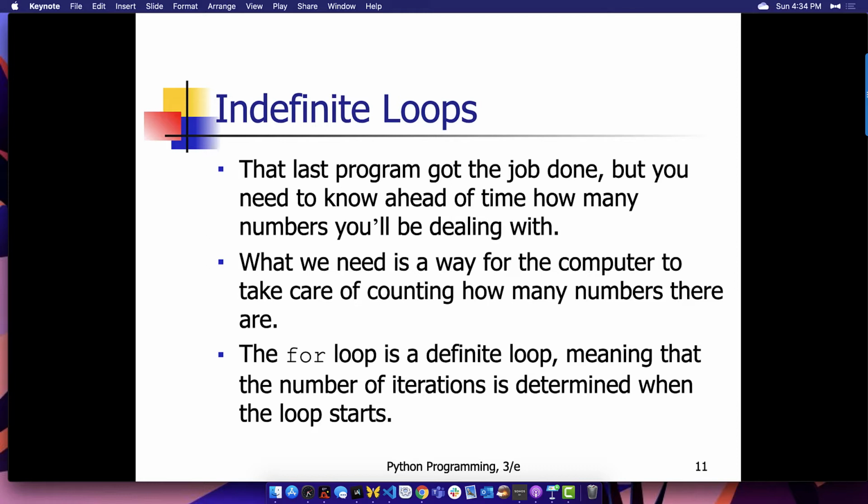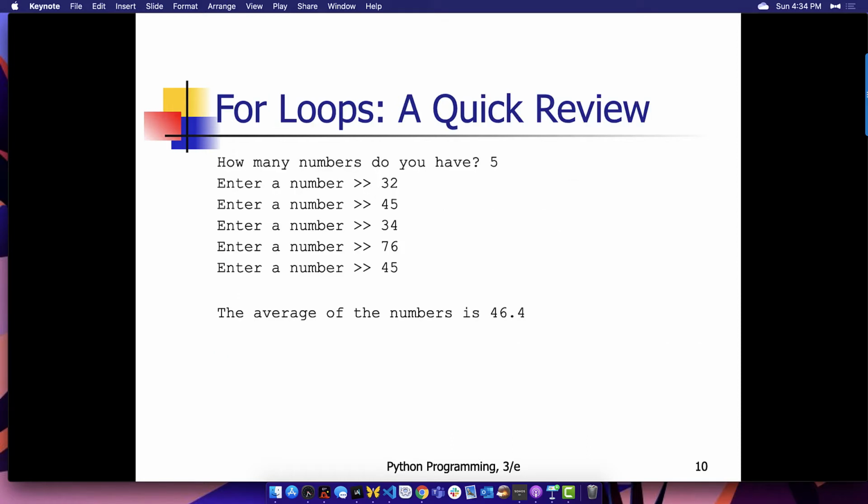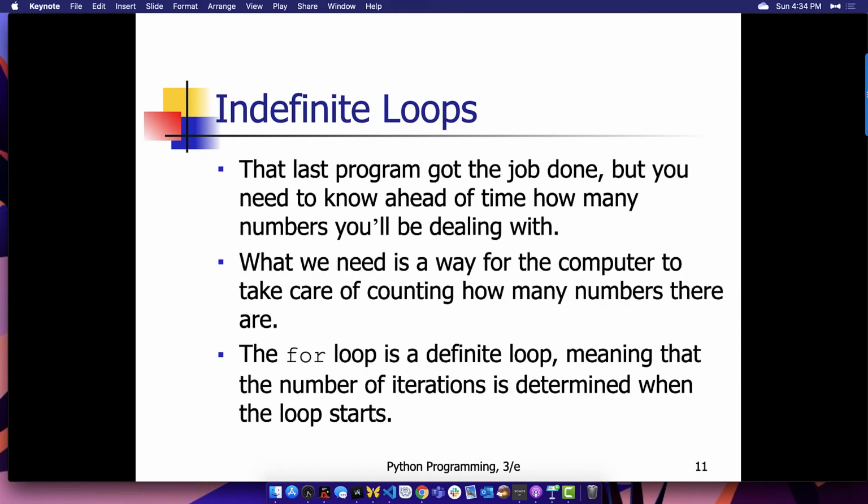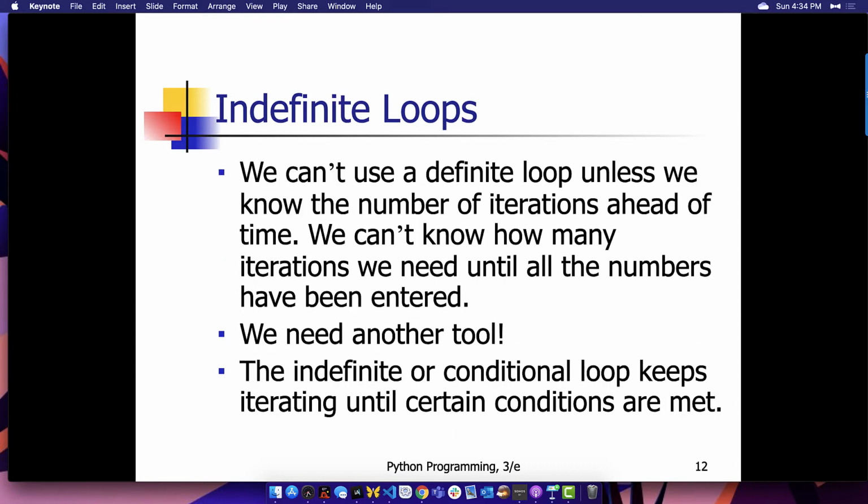Indefinite loops. The last program got the job done, but you need to know ahead of time how many numbers you'll be dealing with. Remember we asked, how many numbers do you have? And the human said 5. What we need is a way for the computer to take care of counting how many numbers there are. The for loop is a definite loop, meaning that the number of iterations is determined when the loop starts. Again, you saw the human enter 5.